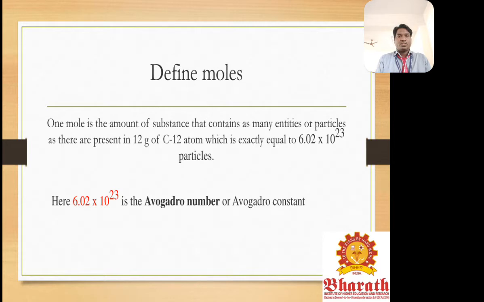Define mole. 1 mole is the amount of substance that contains as many entities or particles as are present in 12 gram of carbon 12 atoms, which is exactly equal to 6.02 times 10 power 23 particles. Hence, 6.02 times 10 power 23 is Avogadro number or Avogadro constant.